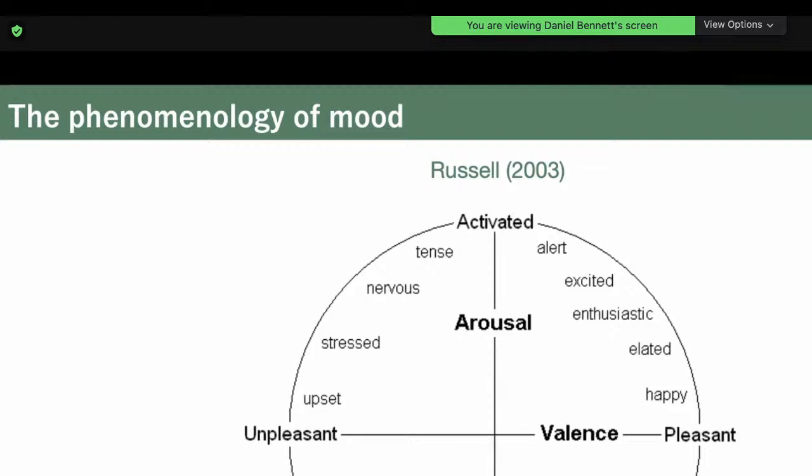And I want to be clear that I'm not giving a model of all the dimensions in this space. I'm really focusing on this horizontal dimension here, the appraisals of how pleasant versus unpleasant something is. Arousal is a whole different dimension, I'm not covering it.